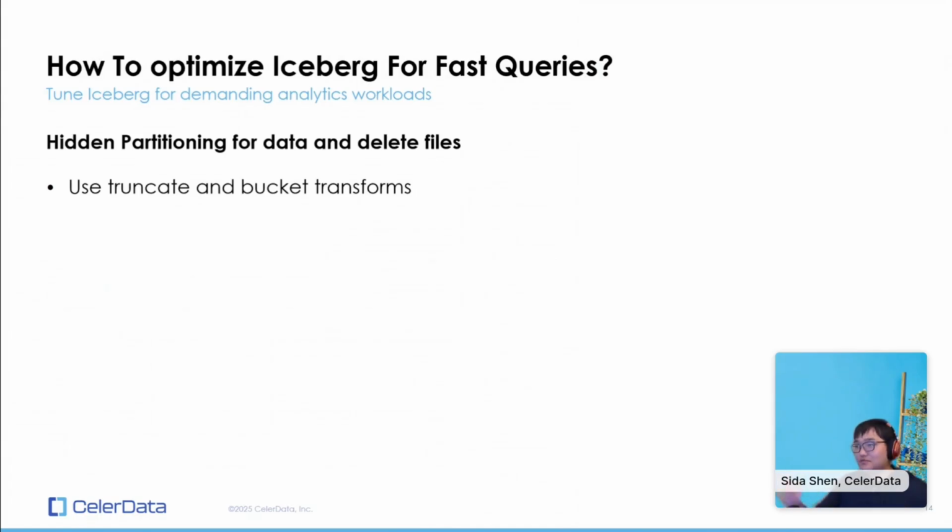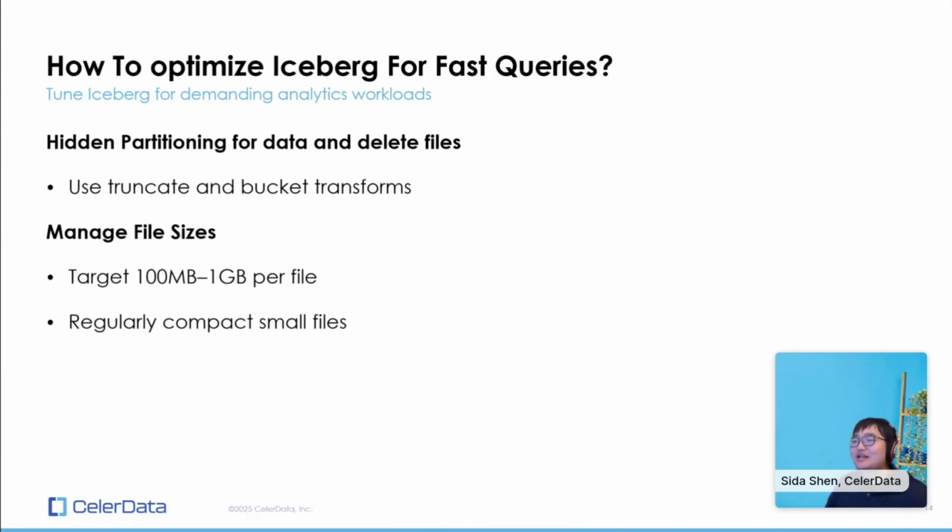As long as you're declaring that correctly, that can work automatically, right? So definitely use all of the Iceberg features that are available there. Managing your file size is very important as well. Target in the ballpark of 100 megabytes to a gigabyte per file. That is the best for really good query performance.